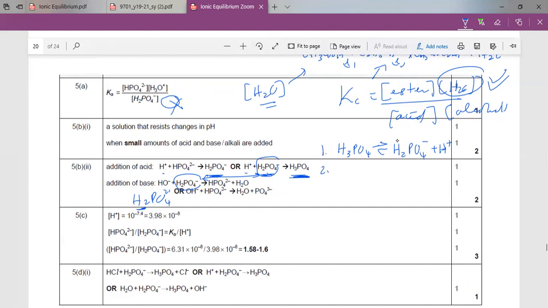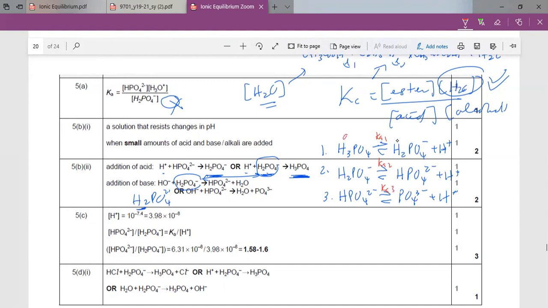The second one, of course, is H2PO4- which can also dissociate. This is your first Ka. I'm going to put HPO4 2- plus H+. The third one, of course, is HPO4 2- giving you PO4 3- plus H+. So there are three Kas: Ka1, Ka2, Ka3.